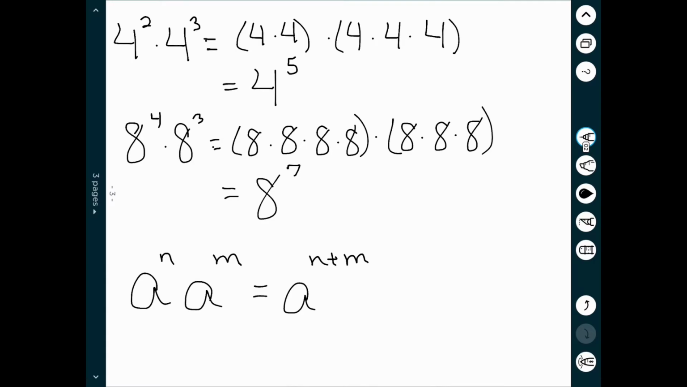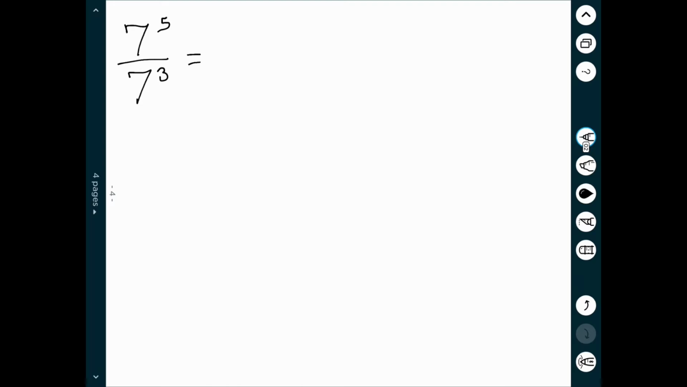But what about division? Division naturally goes along with multiplication, so do we have a nice exponent property for that? Let's consider something like 7 to the 5th over 7 cubed. The top of this needs to have 5 7s, all multiplied together, while the bottom has 3.